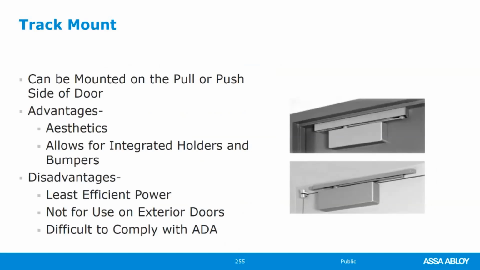The downside is it's even less efficient than parallel arm. So I said 25% less efficient for a parallel arm. Well, this is about 30% plus less efficient. This is going to be very hard to meet ADA. I would not use this on an exterior door because of the lack of efficiency on the door closer. Now remember, I said with a rack and pinion door closer, track mount is the least efficient made. Remember, I said that.